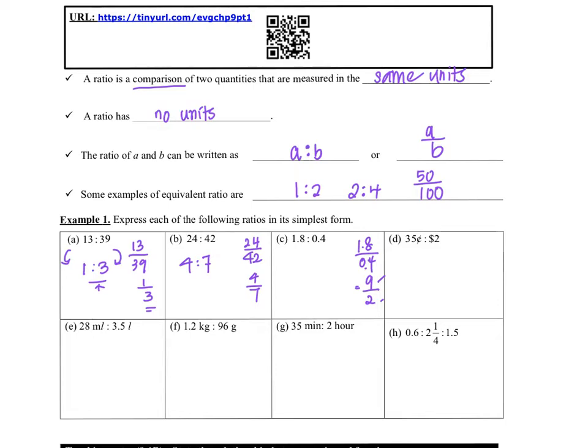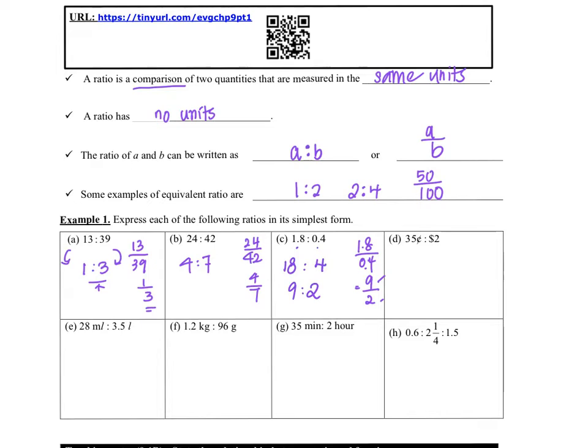But how do I go about doing it if I do not have the calculator? The first thing I like to do is remove the decimal places. So both of them are 1.8 and 0.4. I can multiply by 10. If I multiply by 10, it becomes a whole number, 18 is to 4 directly. And then 18 over 4, there's a common factor of 2. Divided by 2 gives you 9 is to 2.